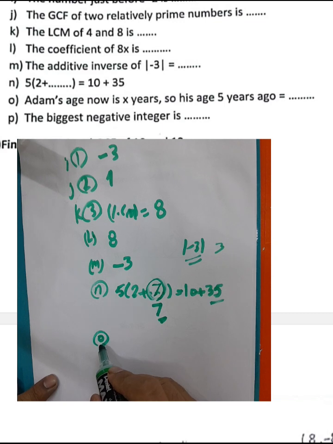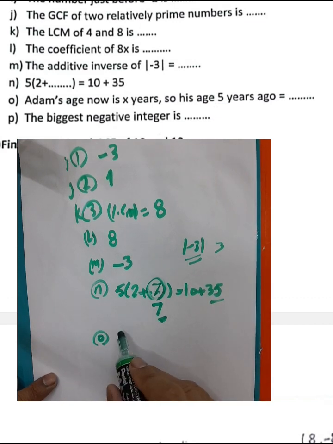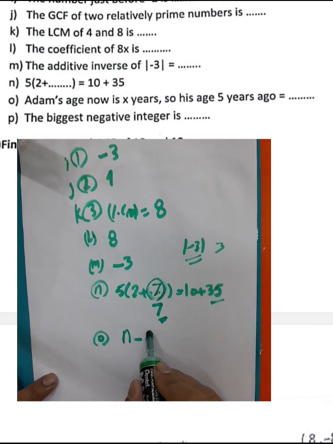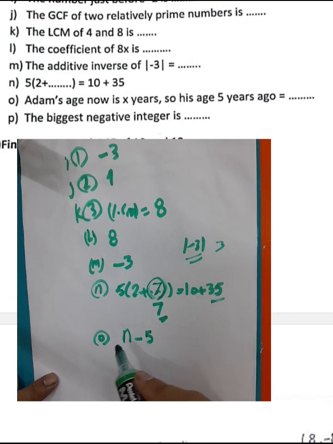Question O, Adam's age now is x years, so his age 5 years ago, his age 5 years ago, it will be x minus 5. X minus 5 years. Question letter B, the biggest negative number, it will be negative 1.